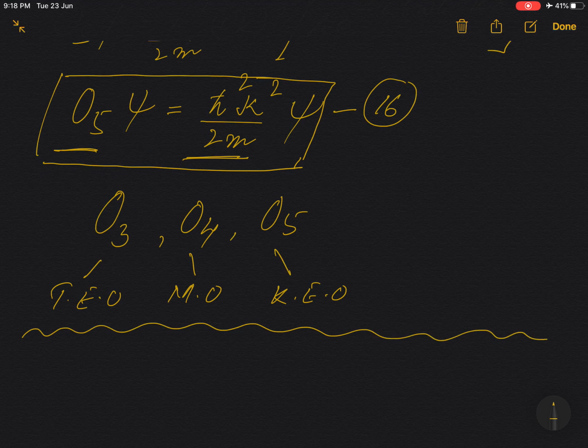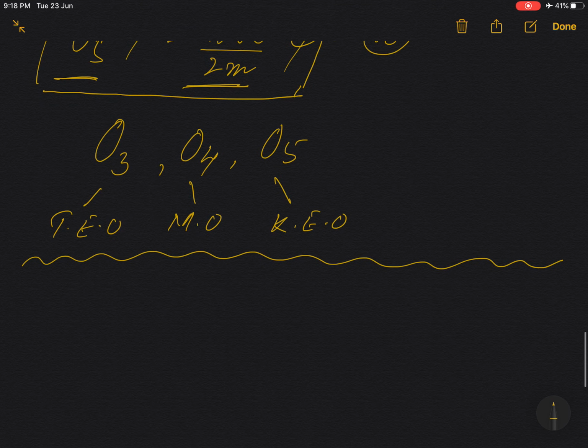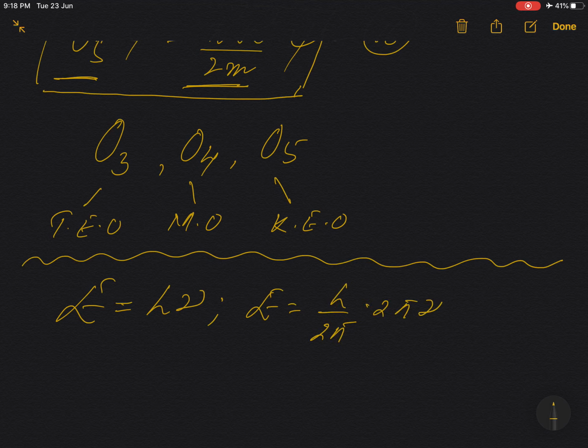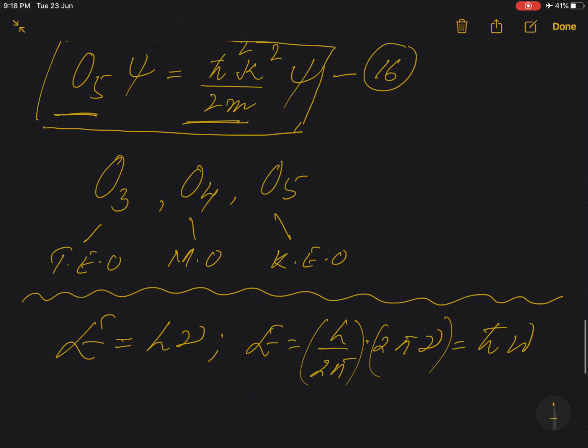Now let us have a very basic concept which I don't know whether you are aware or not. We know from Planck formula E = h nu, which can also be written as h upon 2 pi into 2 pi nu, which is exactly h cross times omega. This is h cross and this is omega. I'll call this expression number 17.